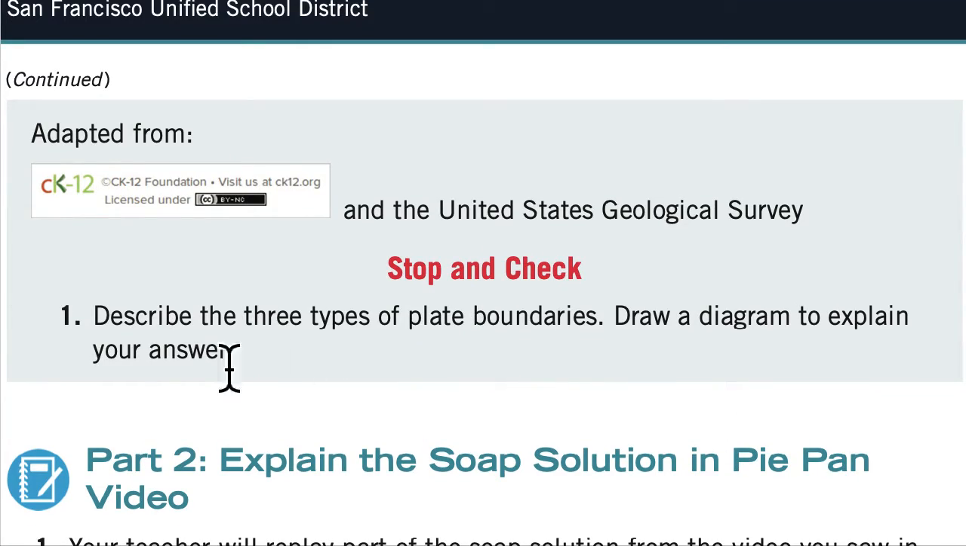Stop and check. Describe the three types of plate boundaries. Draw a diagram to explain your answer.